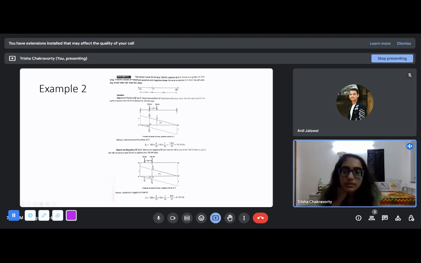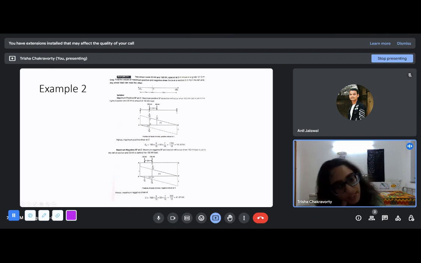Since we are concerned about the maximum positive shear force, you put 150 here and 50 here, and this is 2 meter. So if this ordinate is 9 by 12, using similarity of triangles, you know that this ordinate is 7 by 12. So it will be 150 into 9 by 12 plus 50 into 7 by 12, and this is what we get, the maximum positive shear force at C.